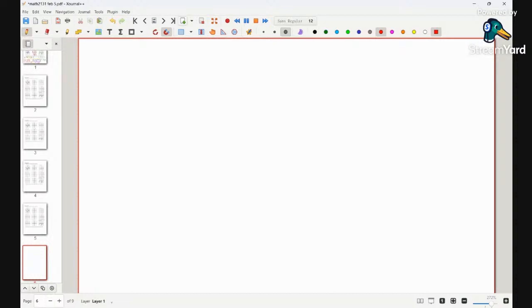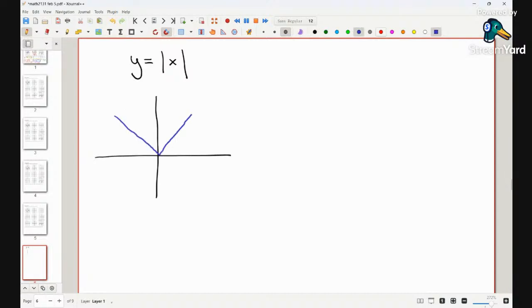All right, so must knows. In addition to transformations, y equals the absolute value of x is a V-shaped graph.